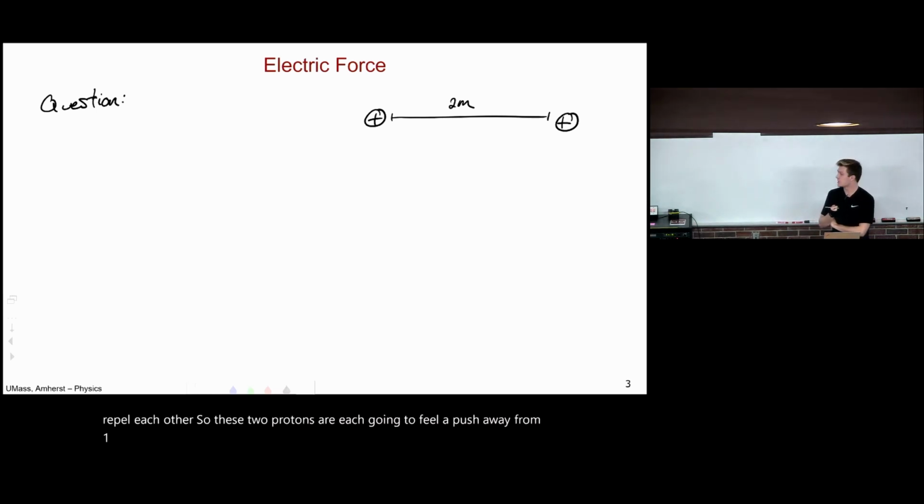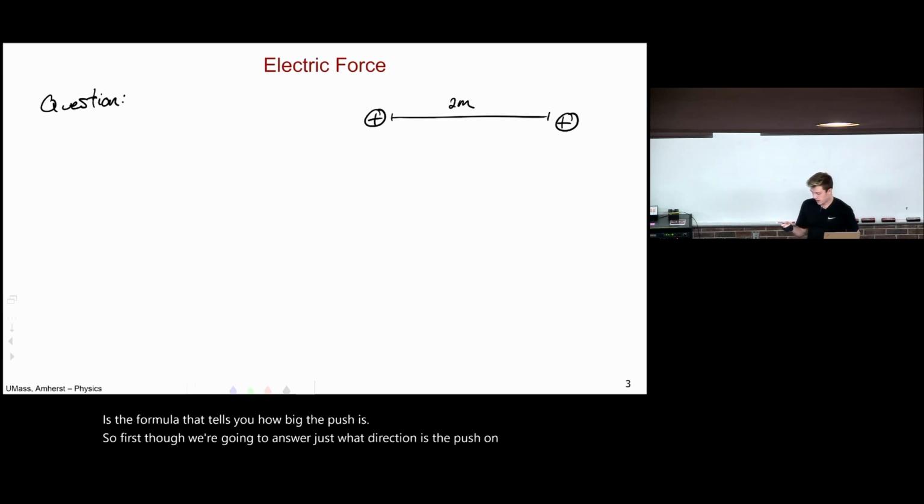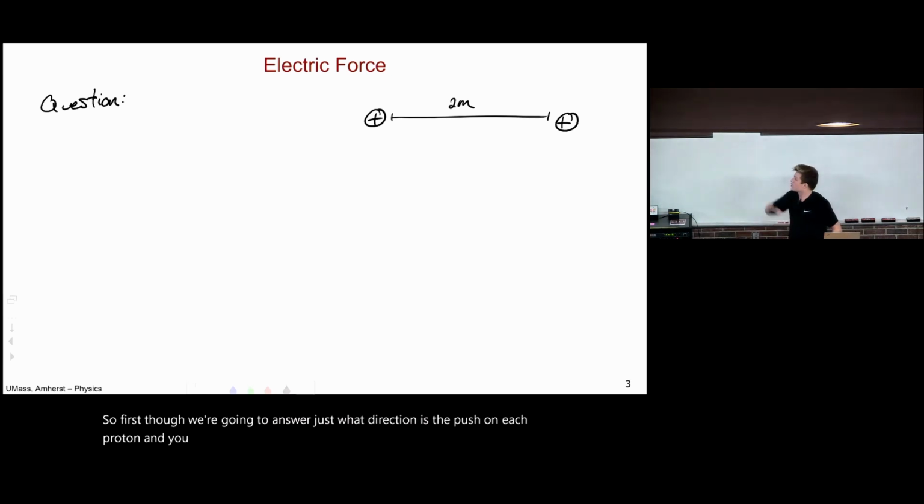And the question is, is the force 2 newtons, 10 newtons, 1,000 newtons? How can you calculate that? And Coulomb's law is the formula that tells you how big the push is. Okay, so first, though, we're going to answer just what direction is the push on each proton. And you do this without Coulomb's law. You just look at the problem.